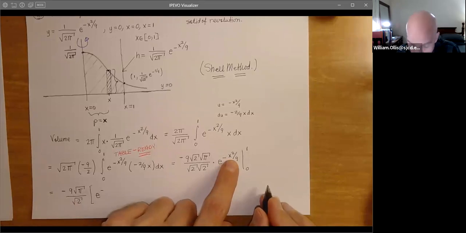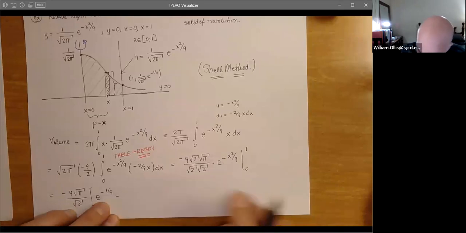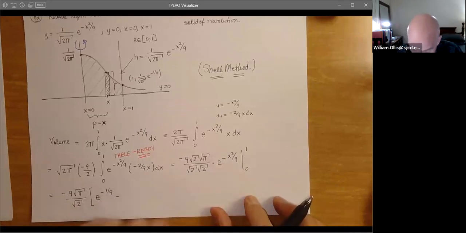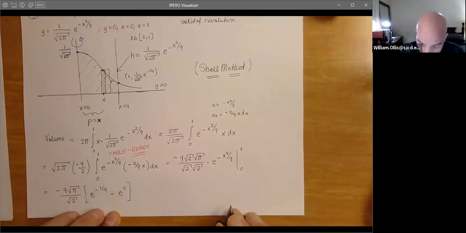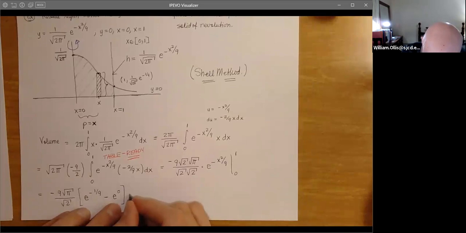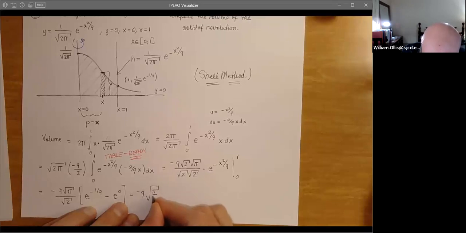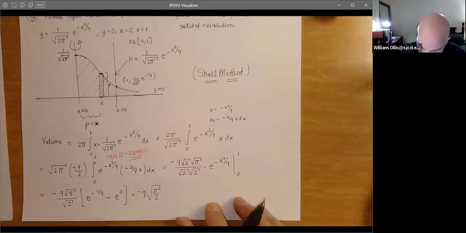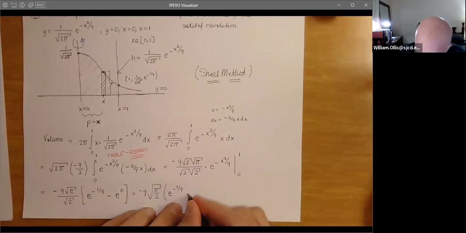Again, the 1 squared is just 1, so that'll be a negative 1/9 minus, and then of course now we're going to substitute 0, so this will just be e to the 0, and of course that's 1. So now if you like, you can go ahead and multiply through by the negative. Let's go ahead and clean this up first. This will just be negative 9 times the square root of pi over 2, just combining these with the laws of exponents. And this will be e to the negative 1/9 minus 1 by definition.